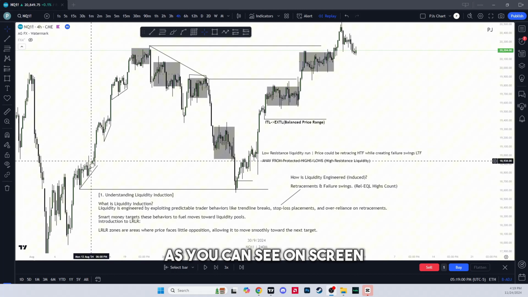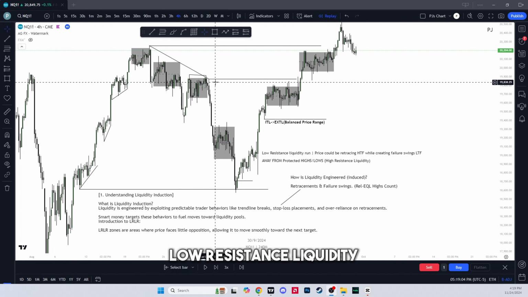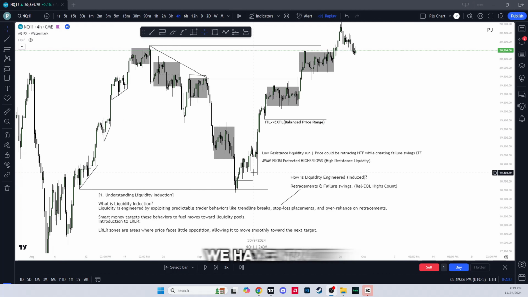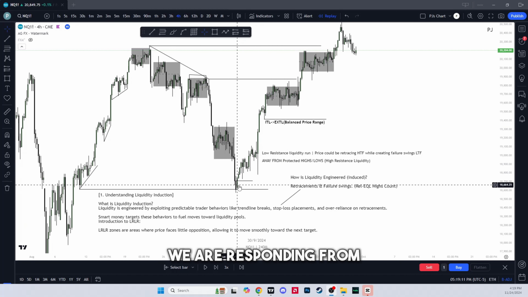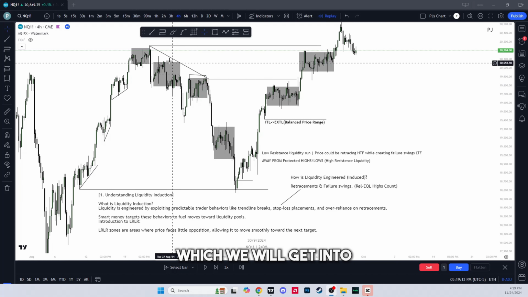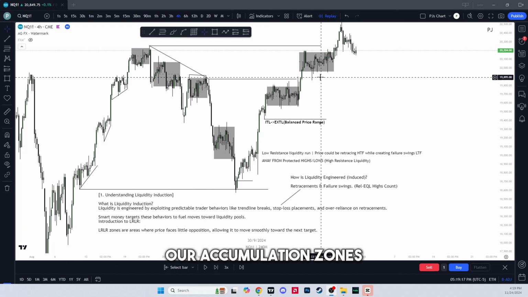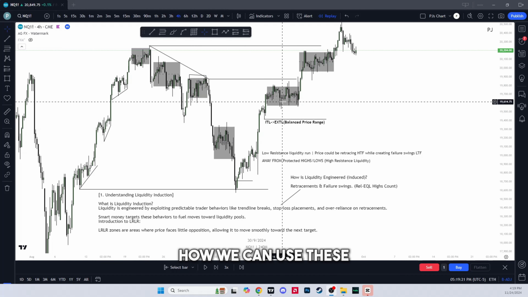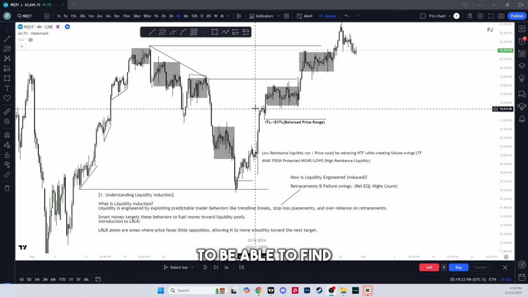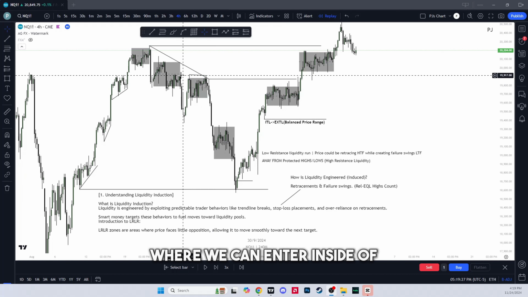As you can see on screen, I've put on a lot of trend lines that I see that are used as low resistance liquidity. We haven't put any trend lines on this side because of how bullish we are and where we were responding from, which we will get into. As you can see coming from the previous video as well, we still have our accumulation zones marked, and we will show how we can use these inside of trades to find where we target our low resistance liquidity and where we can enter.